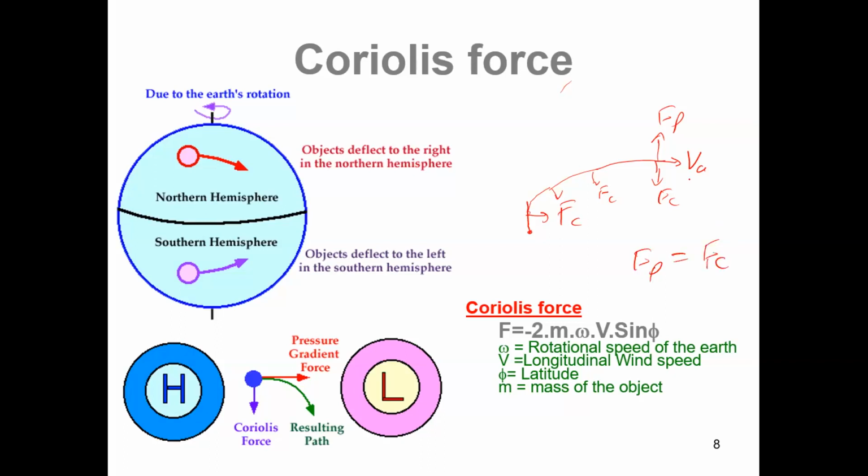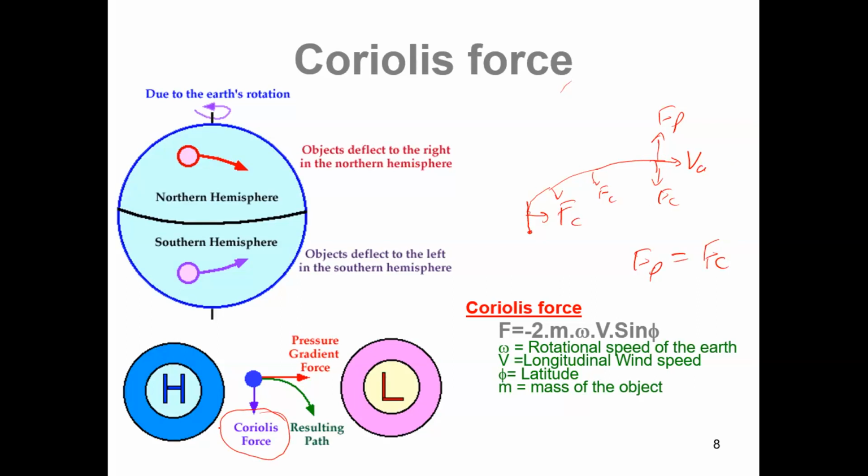Now, what is happening ultimately? The wind is moving perpendicular to the pressure gradient. The wind is moving perpendicular to the pressure gradient due to that Coriolis force. That's the phenomenon they found out, due to the Coriolis force.